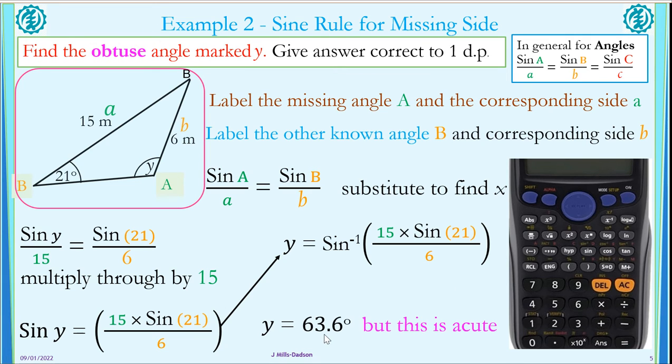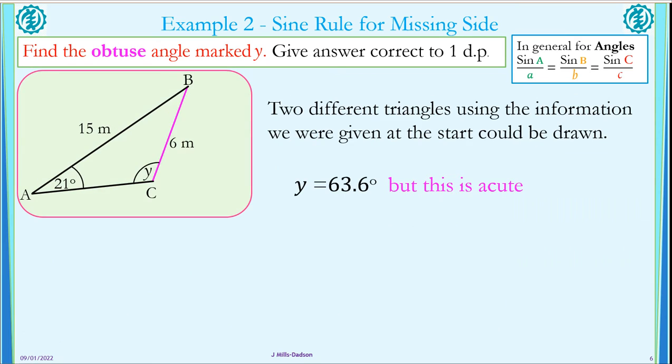Wow. Now this angle is not obtuse. It's acute. But we are not wrong, but that's not the final answer. Now I'm going to show you reasons why it's like this. You don't necessarily have to do this in an exam, but I just want to show you why this is like this.